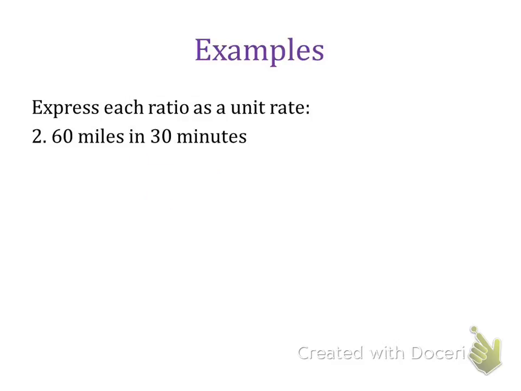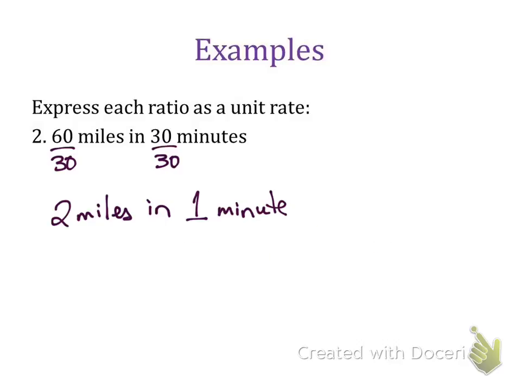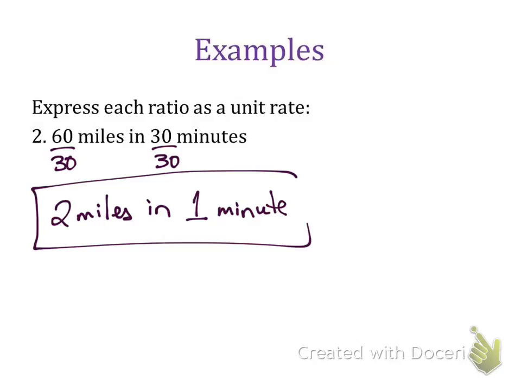We're going to do one more of these. 60 miles in 30 minutes. I'm either going to divide by the 60 on both of them or the 30 on both of them. I'm typically going to always divide by the smaller. We would go 2 miles in 1 minute. That seems really fast. Because there's 60 minutes in an hour, so that's 120 miles in an hour. I guess you could have also gone that route and said 120 miles in an hour. That would still be a unit rate that fits this situation.